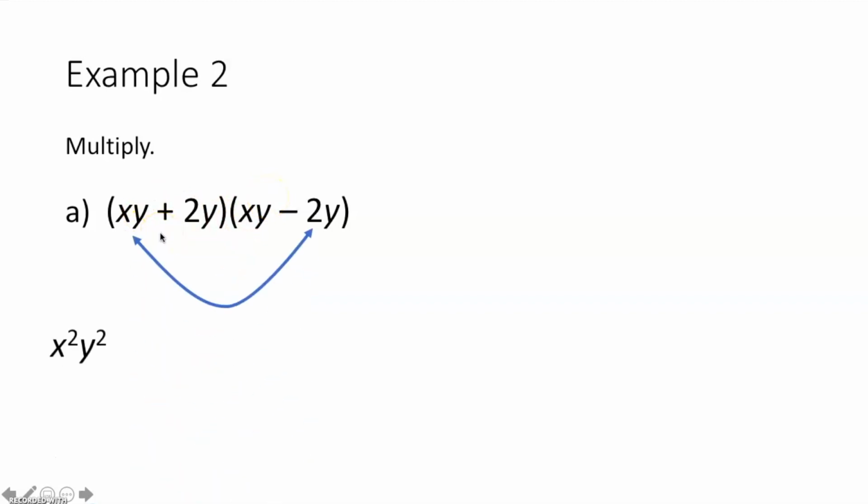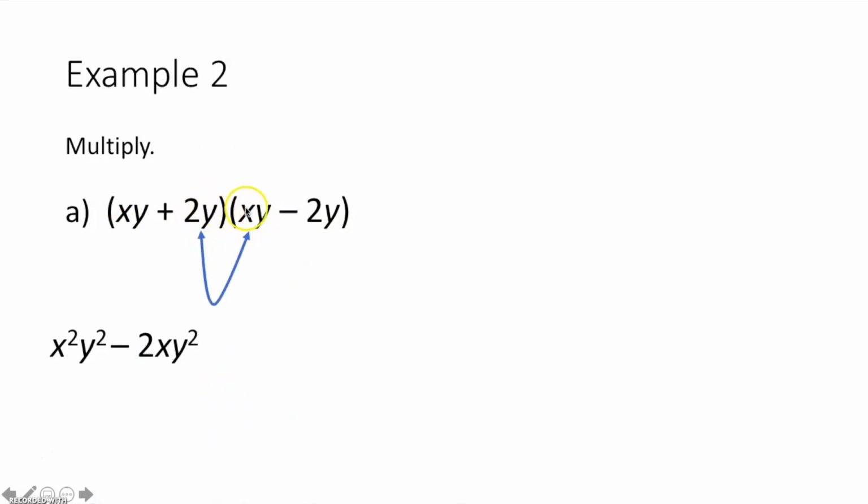Then you multiply the outer terms together. So here, negative 2y times this xy. You're multiplying like bases, so the y to the first times the y to the first becomes y to the second. But the 2 and the x just say 2x, so it's going to be negative 2xy squared. Then you're going to multiply the inner terms together. So 2 times y times xy.